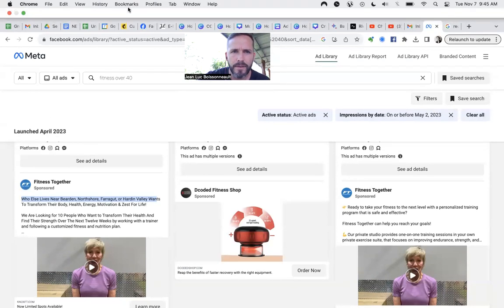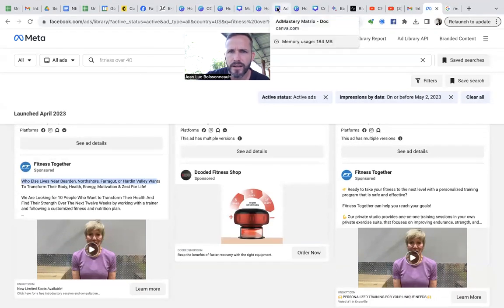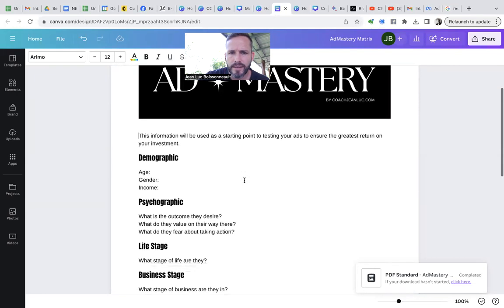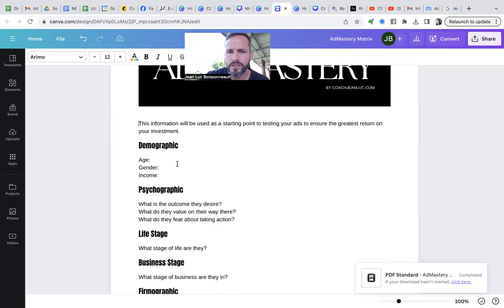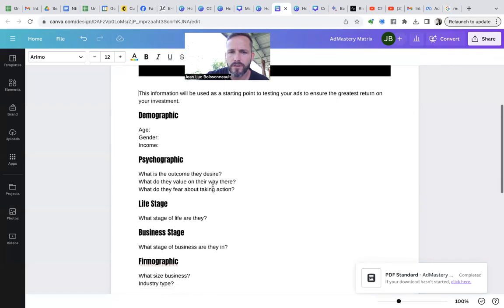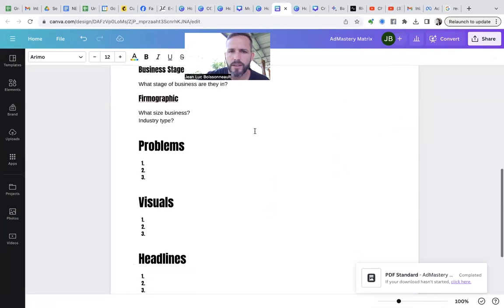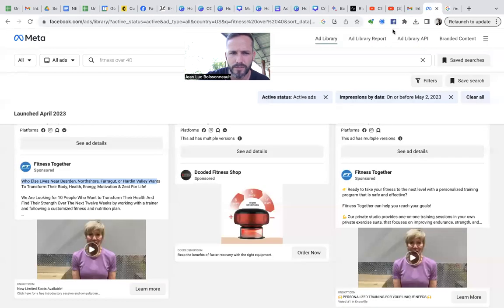Okay. The ad matrix is the sheet that I have here that is filling out what age, gender, income level, what you're going to fill out all the details you can, right? And you're going to look at what are the problems that are being targeted in those ads. What are the visuals that people are using? In this case, if we just take that first ad, we can see that it's a woman in a video. We're going to hit play on that video to see what it's all about.